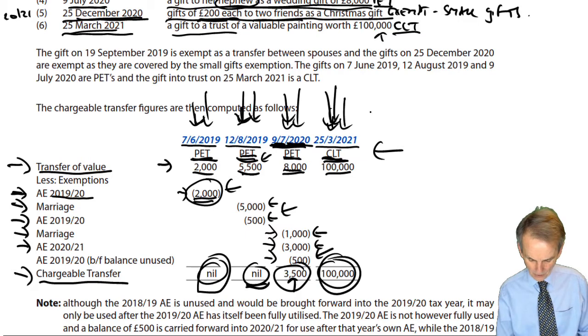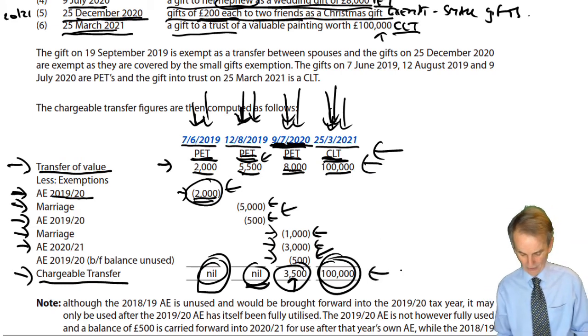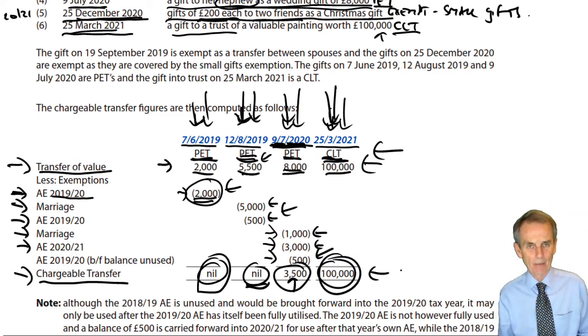We move forward but stay within the same tax year to March 2021. That therefore being in the same tax year means there's no annual exemption to go against it. It's a transfer to trust, so there's no other possible exemptions that could go against it. So that transfer of value is indeed the same as the chargeable transfer figure there. They are one and the same. There's no annual exemption to go against that.